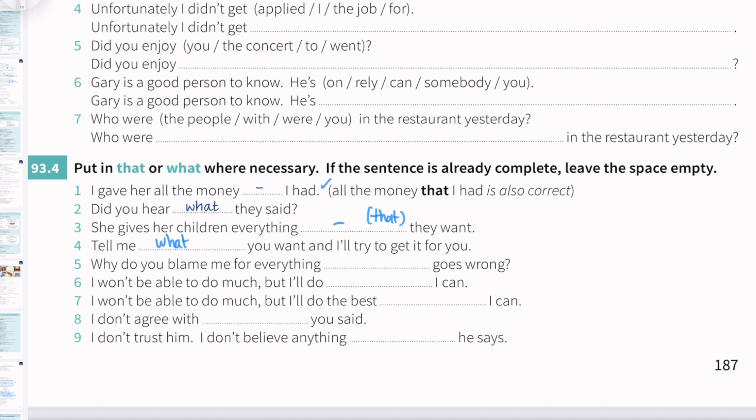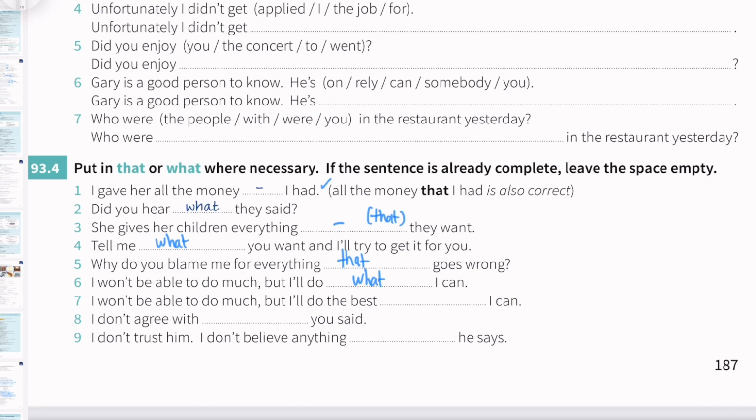Number 5. "Why do you blame me for everything goes wrong?" "Why do you blame me for everything that goes wrong?" We have to use "that." And then, number 6, "I won't be able to do much, but I will do I can." "I won't be able to do much, but I will do what I can do." We have to use "what" in number 6.